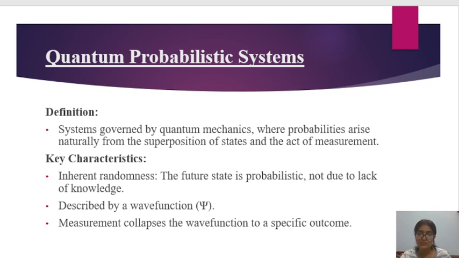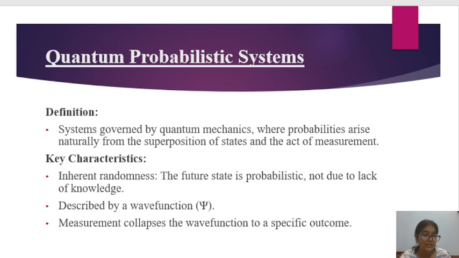In quantum systems, randomness isn't just due to lack of information, it's a fundamental property of the system. At the quantum level, particles like electrons don't have definite positions until we measure them. Instead, they exist in a superposition of states, and only when we measure the system do we collapse into one of these possible outcomes.